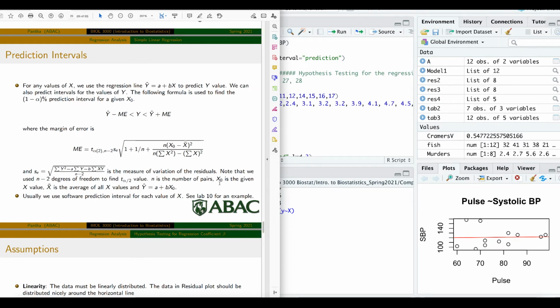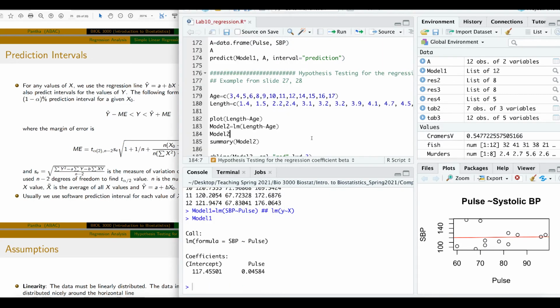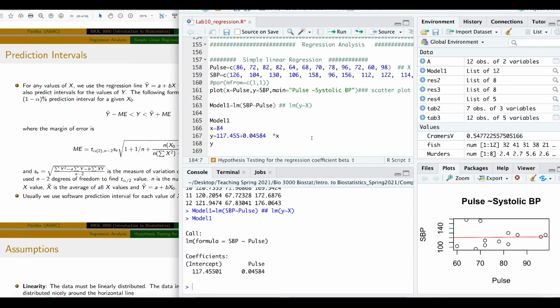Note that we use n minus 2 degrees of freedom to find the t alpha half value. n is the number of pairs, x sub 0 is the given value of x, and x bar is the average of x that is used in this formula, right? And y hat equals a plus bx0. Usually we use software to find the prediction interval for each of the x values. See lab 10 for the example. So we did that already, right?